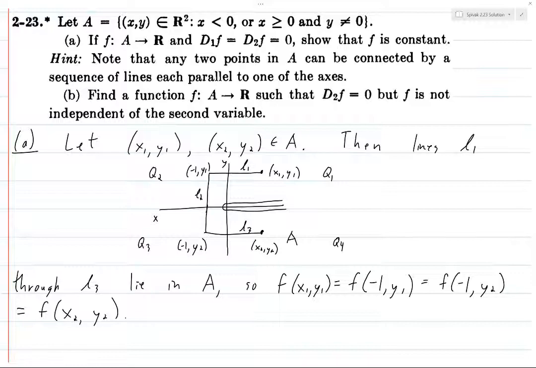And so then what will happen is that if you're at any point in A, then changing the y value slightly, you'll still stay in the quadrant. And so the function won't change, and so d2f will be 0. However, f will not be independent of the second variable because if you choose x greater than 0 and some positive number y, then x comma y will be in Q1 and x comma minus y will be in Q4, and you'll get different values at those different points.